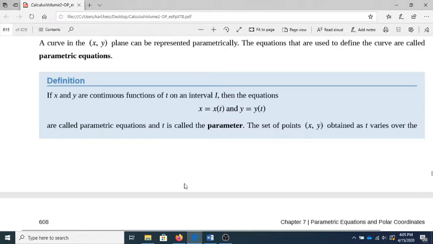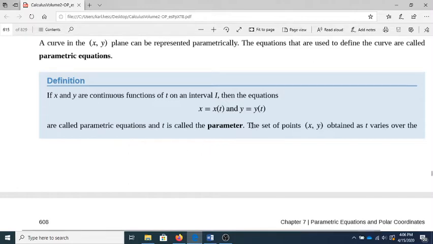Okay, so here we are on page 607, near the beginning of section 7.1. It says, if x and y are continuous functions of t on an interval I, then the equations where x is some formula involving t and y equals some formula involving t are called parametric equations, and t is called the parameter. A parameter is basically just a variable that has multiple other variables depending on it, which is kind of how we use that word in everyday conversation. Parameters are things that determine other things, in a loose sense.